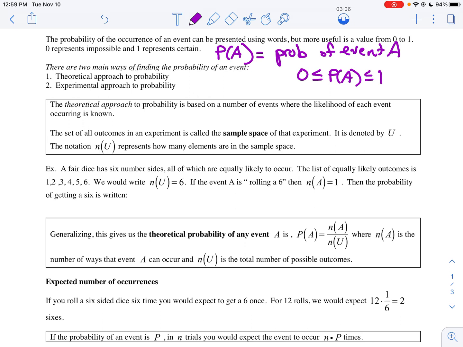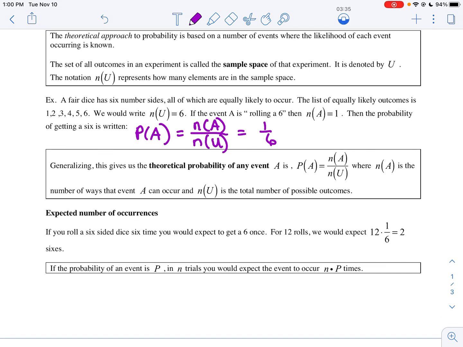If the event A is rolling a 6, then the number of elements in that event would be 1. There's only one 6 on a die. So then, the probability of getting a 6 would be the number of elements in the event over the total number of elements in your sample space. So this is 1 over 6. Generalizing this, the theoretical probability of any event A is: P of A equals the number of elements in A over the number of elements in your sample space.